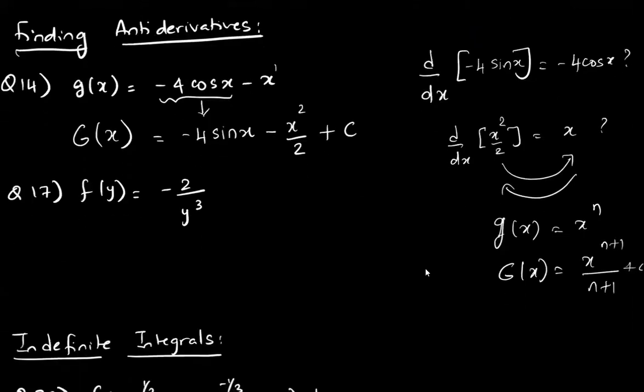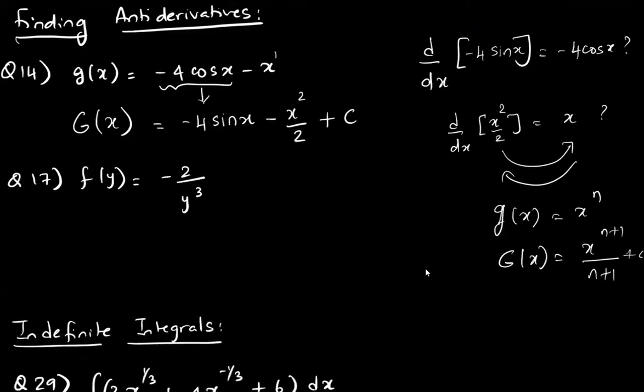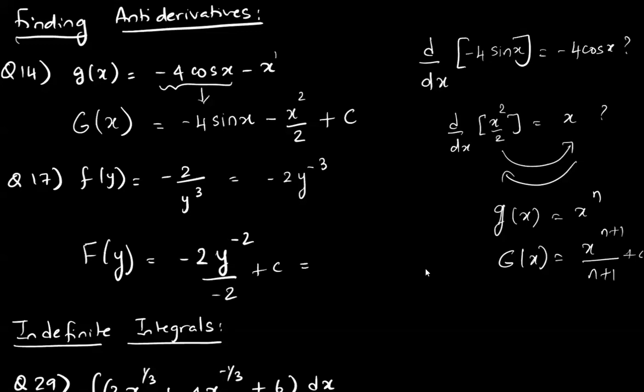This is important. Now, in the next problem, I'm going to rewrite this as a power function first. So I'm going to convert the positive exponent into a negative exponent. And then when I take the antiderivative, I use the constant multiple rule. I bring the negative 2 as is. Then I take the old power, add 1 to it. That gives me negative 2. And then I divide by the new power. And so simplifying this, my answer will be 1 over y squared plus c.